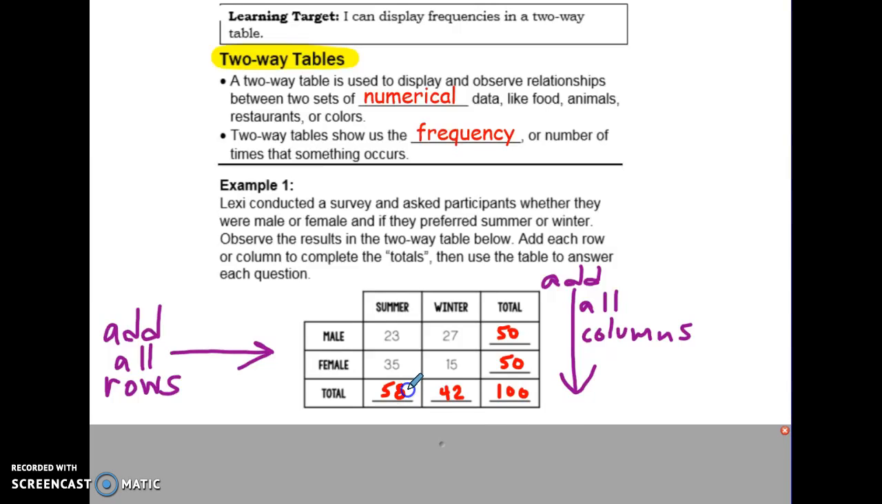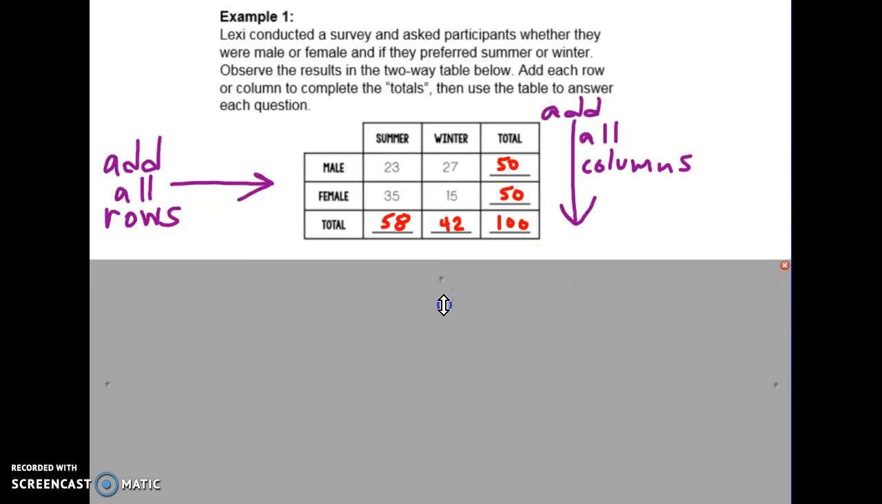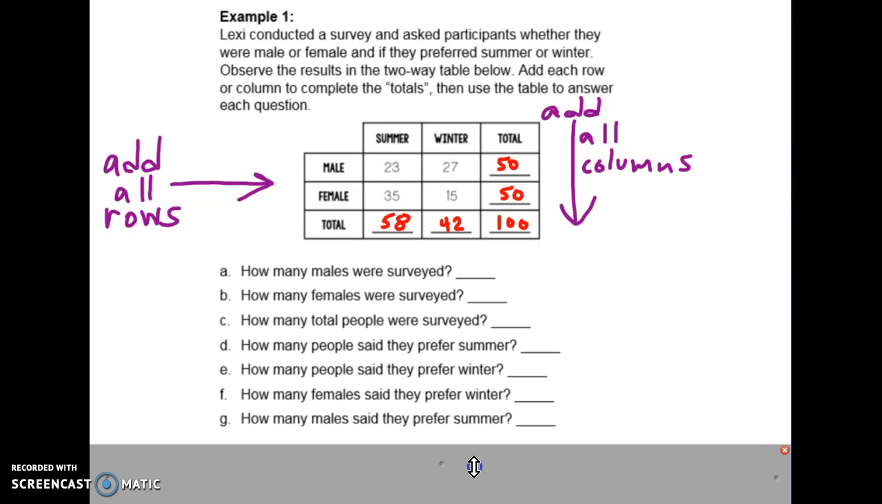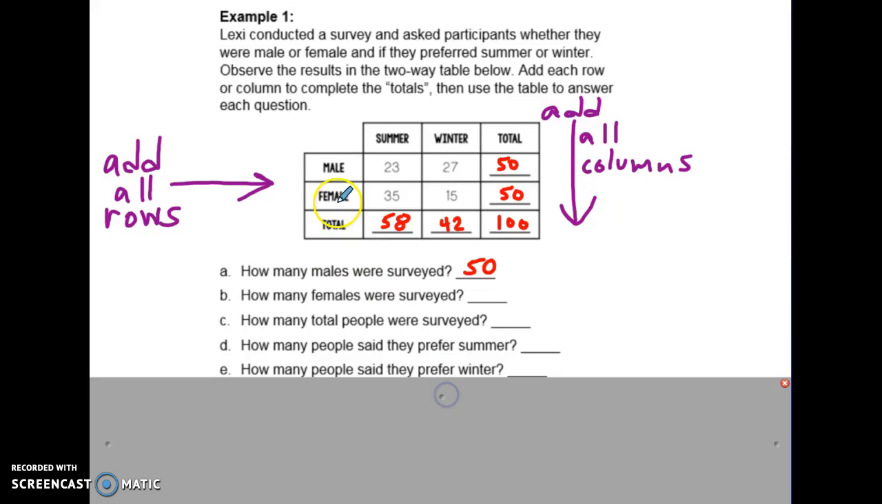So believe it or not, just from this survey, we can actually make some generalizations about the data, about what people said. So, for example, the first one, how many males were surveyed. We can go right across the male row and go to the total column and get the fact that there were 50. And then we can also do that for female. There were also 50 females total. How many total people altogether? 100. And then how many people said they prefer summer. This is where you have to be careful and make sure you go all the way down to the total row under summer. There are 58 people that preferred summer and only 42 people that preferred winter.